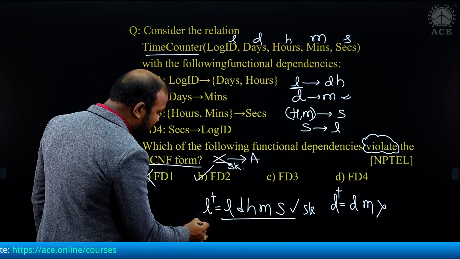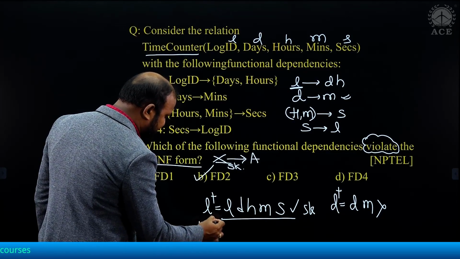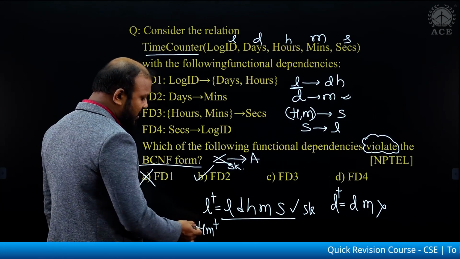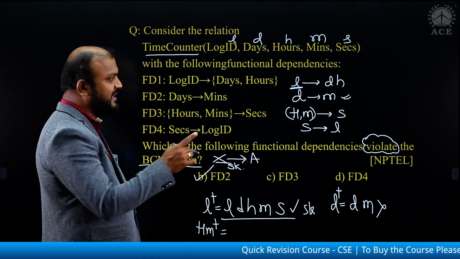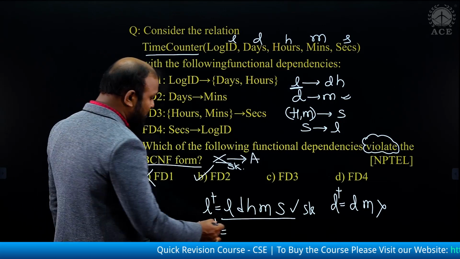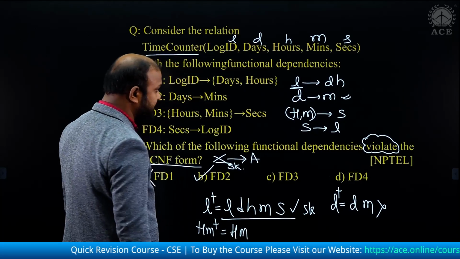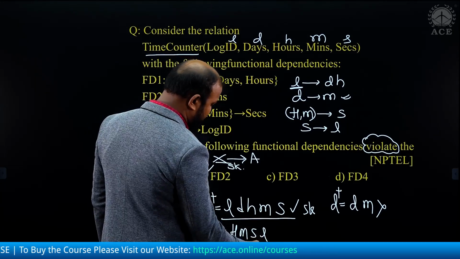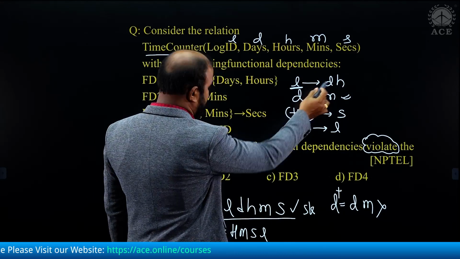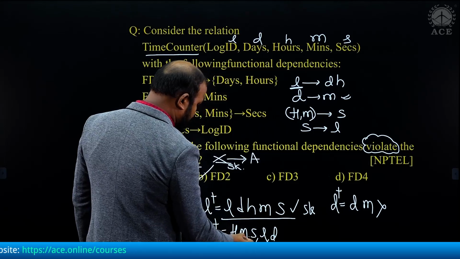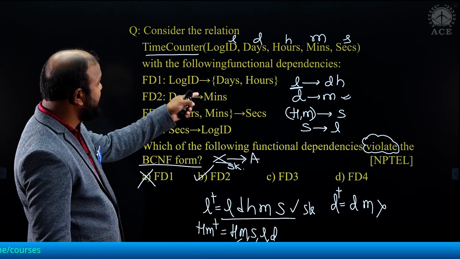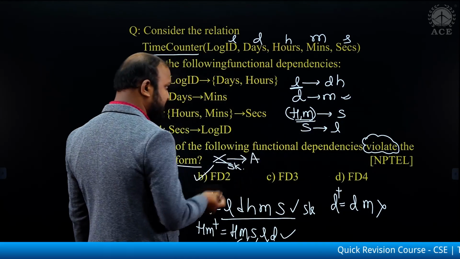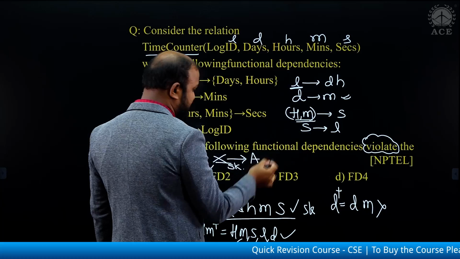Now, HM to S. For it to violate, HM closure should not contain all attributes. If HM closure contains all attributes, then HM is a super key, and HM to S is satisfying the BCNF rule. What is HM closure? H, M. With HM, you are getting S, seconds. With seconds, you are getting login ID. With login ID, you are going to get days and hours also. All attributes are possible: H, M, L, D, S, all are there. Because HM is a super key, this is also satisfying the BCNF rule. Because the question is about violation, C is incorrect.